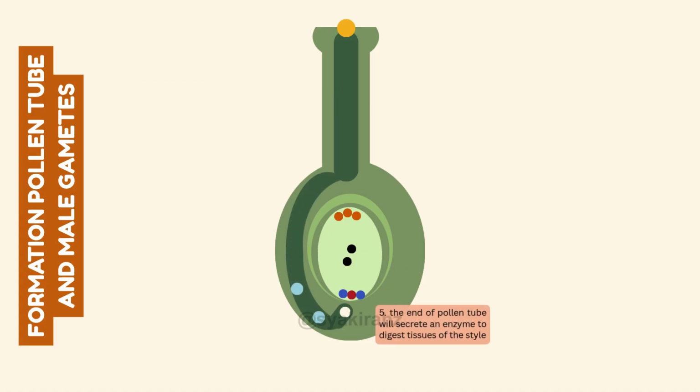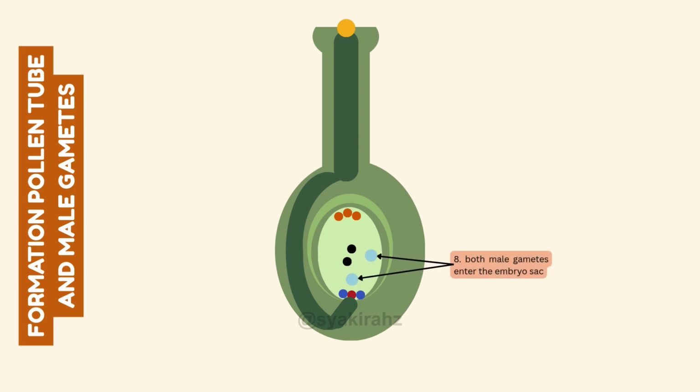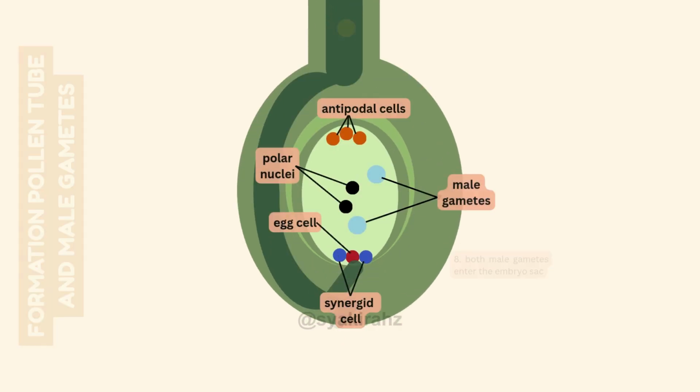The end of the pollen tube will secrete an enzyme to digest tissues of the style. When it reaches the embryo sac, the pollen tube will penetrate the ovule through the micropyle. Then the tube nucleus will degenerate. Lastly, both male gametes will enter the embryo sac.